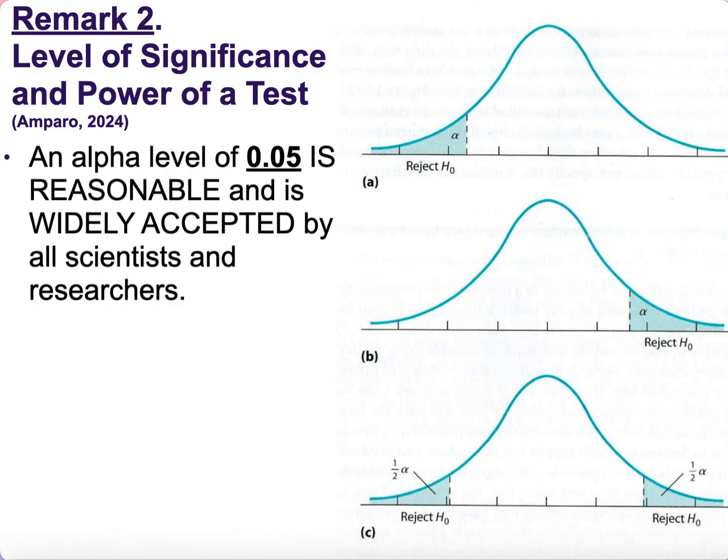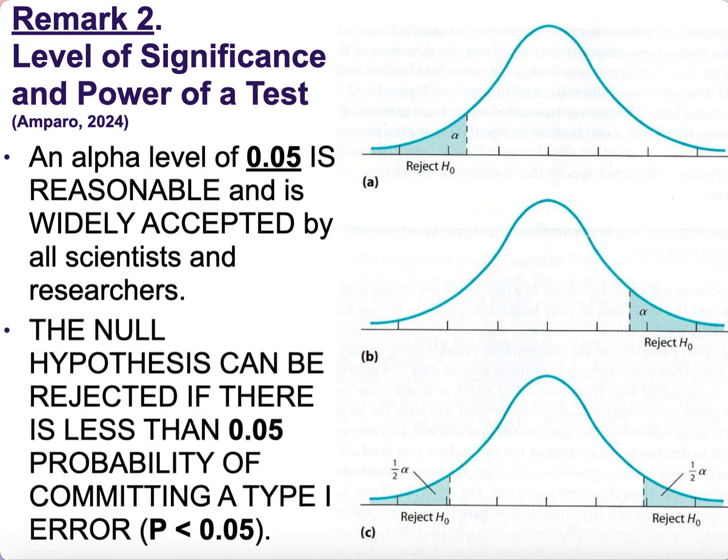An alpha level of 5%, or 0.05, is reasonable and widely accepted by all scientists and researchers. The null hypothesis can be rejected if there is less than 0.05 probability of committing a type 1 error. So that's what we are looking for. So if your p-value, that's your probability value, is less than 0.05, meaning that's reasonable, it's okay for you to have an alpha level of 5%. It's acceptable in convention. Okay?